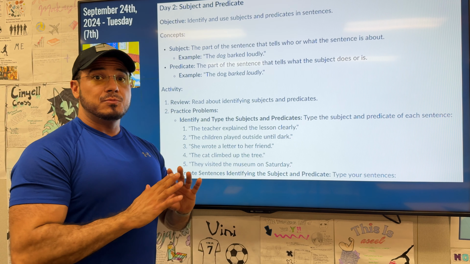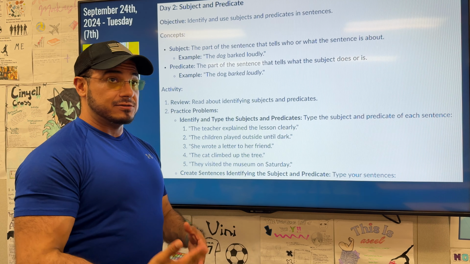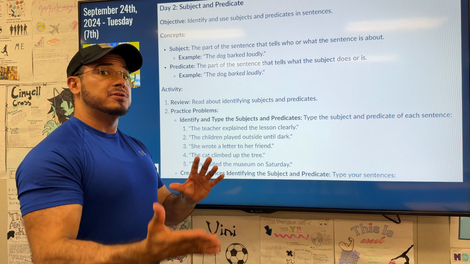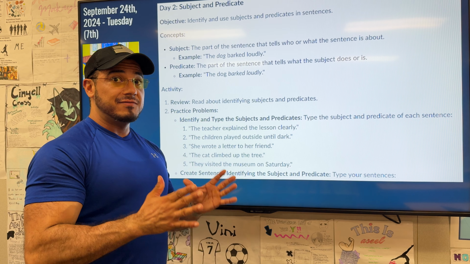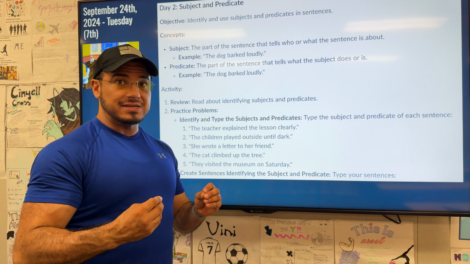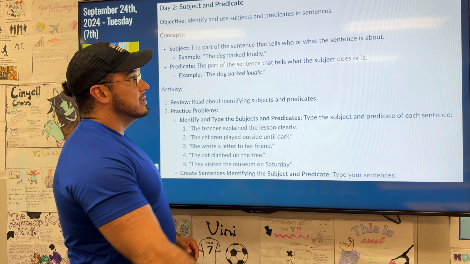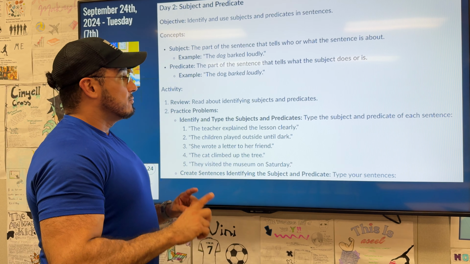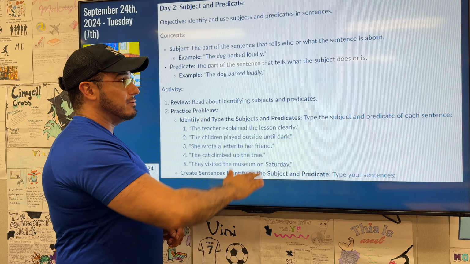All right, now to put it simply, a subject is the part of the sentence that tells who or what the sentence is about. It will occur at the beginning of a sentence in English. It's the focus of that thought. Now, the predicate is the portion of the sentence separate from the subject, which dictates or tells what the subject does or is, okay? We're gonna look at one example sentence, which is the dog barked loudly.